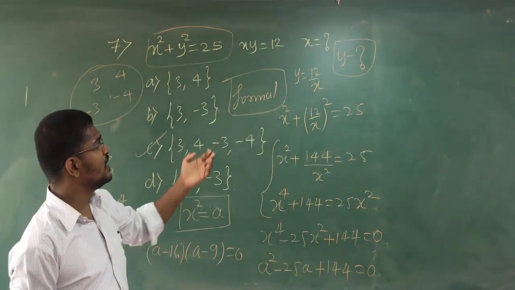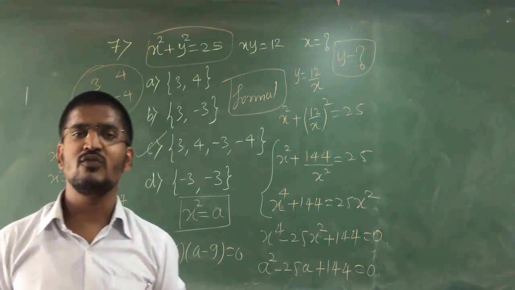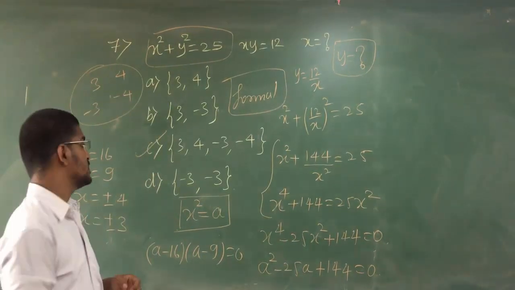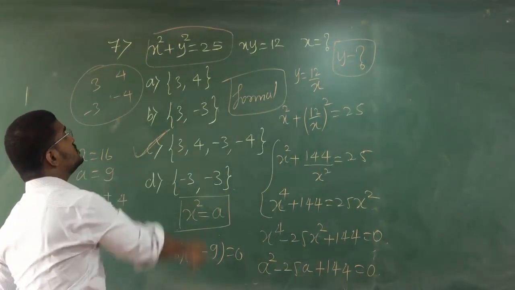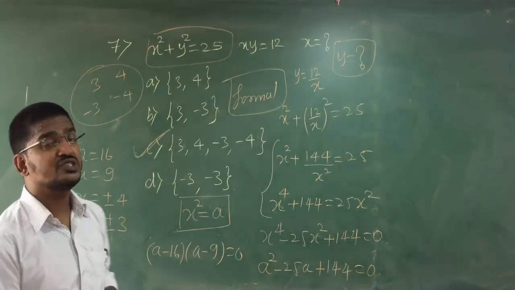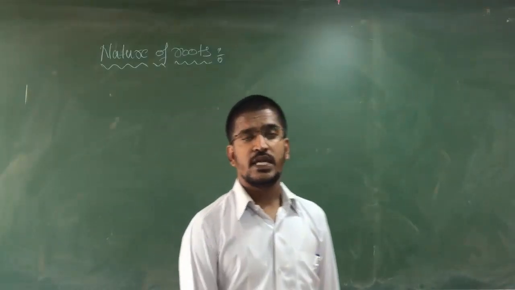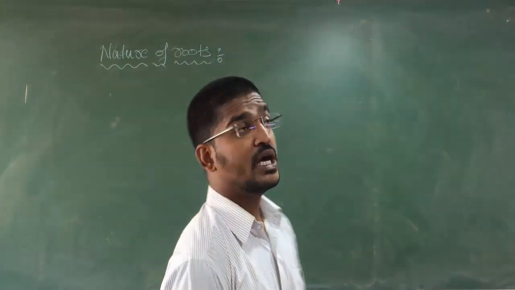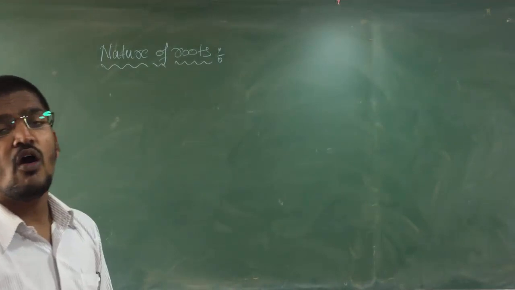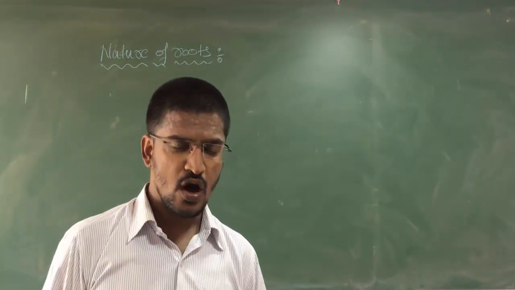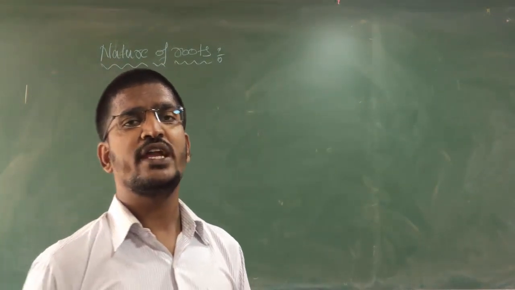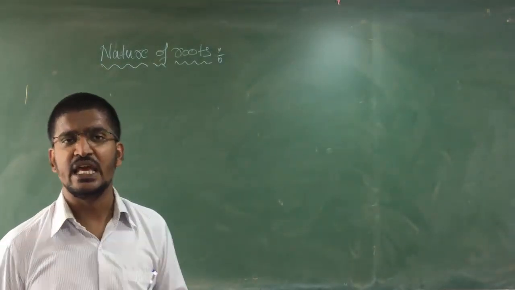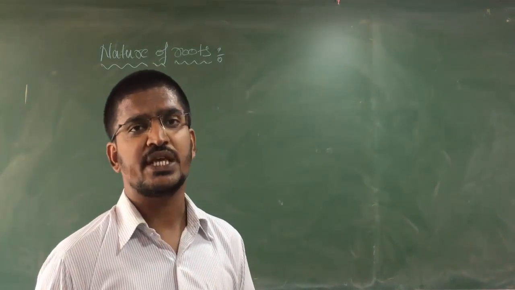In the same way, think once for y. What will be the solutions for y? You will get the same answer, but you think once. That is option C is the answer for your question number 7. Okay, students. Now let us go for your nature of roots. So how the roots are going to be in different stages, that particular thing let us study in this particular session. Clear?